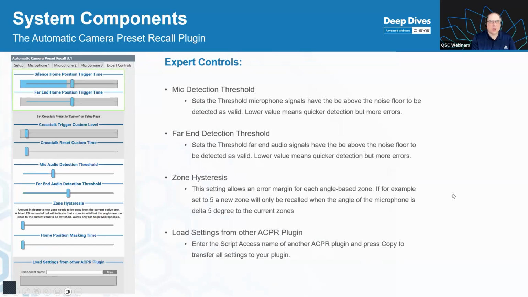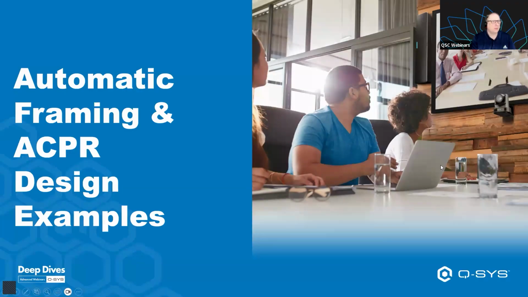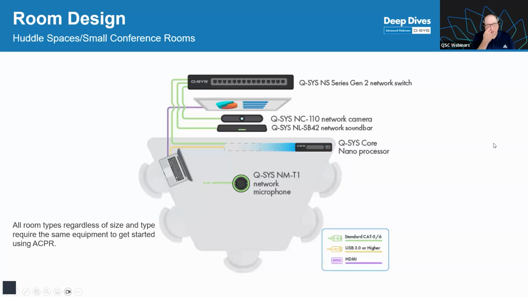And if you've got a system that you're updating to a newer version of ACPR, going from version 3 to one of our newer versions, you can load the settings from that existing ACPR block into your new ACPR block. Or if you're duplicating rooms, it's also a good way to get some quick starter settings on ACPR. So let's look at some design examples.